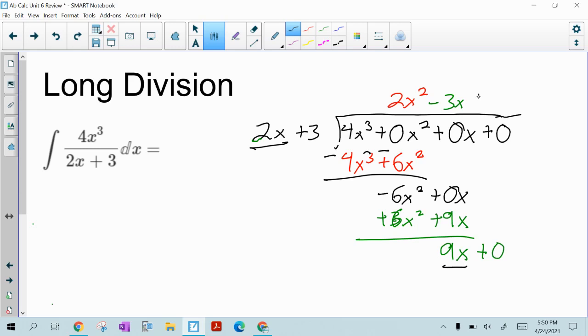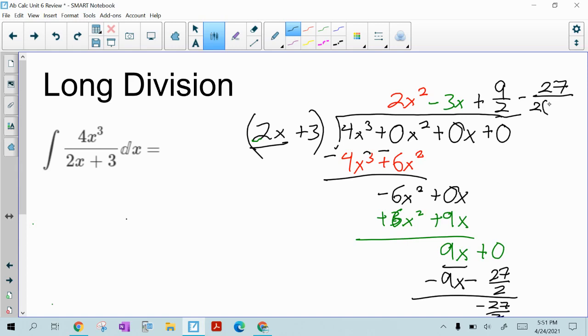Last step here, I need to say, what do I need to multiply 2x by to get 9x? Well, I'm going to actually add a fraction. I'm going to add 9/2. So I'm going to say 9/2 times 2x, that's going to get me my 9x, and 9/2 times 3 is going to get me, let's see, 27/2. So 27/2, and I'm going to subtract that stuff, and I'm going to end up with a negative 27/2 down here. So now what I've got is minus 27/2, and then remember, this has to go underneath.